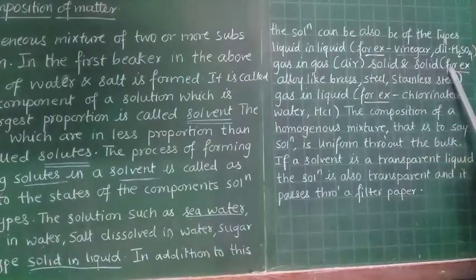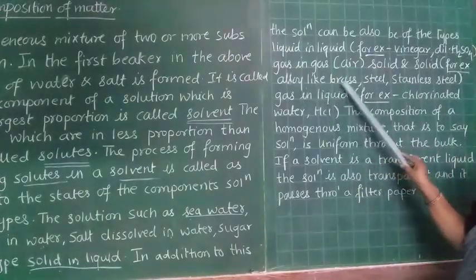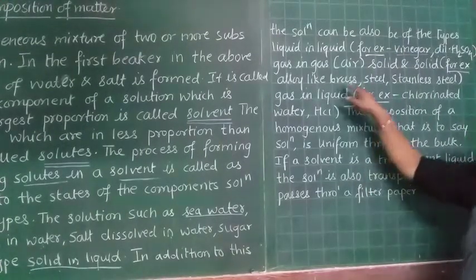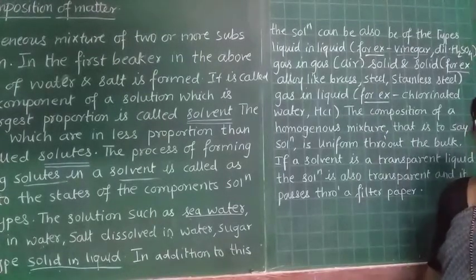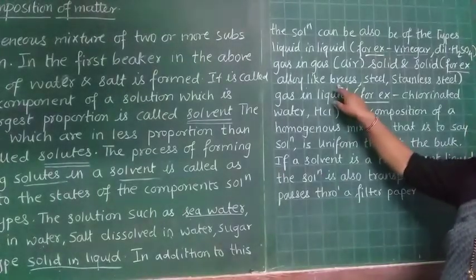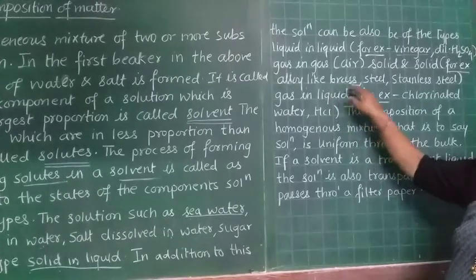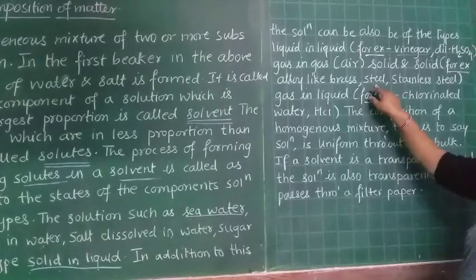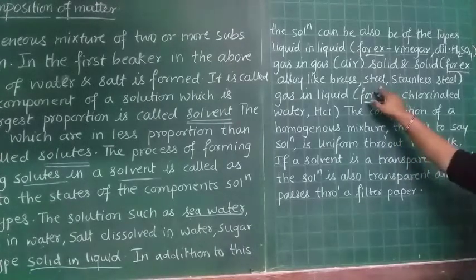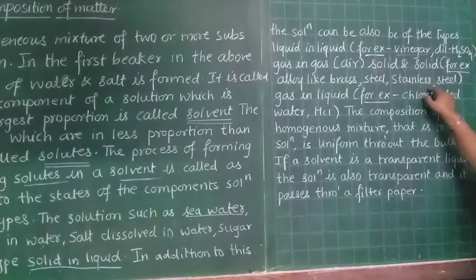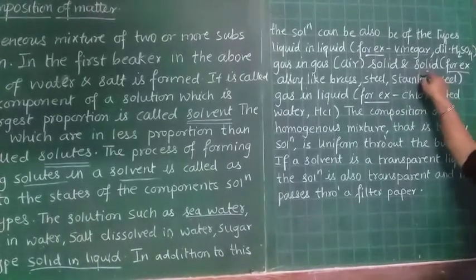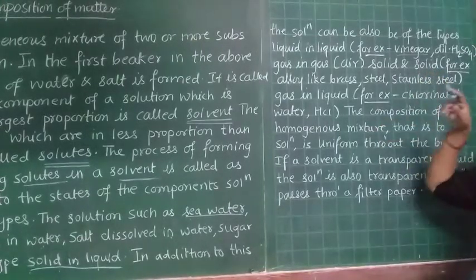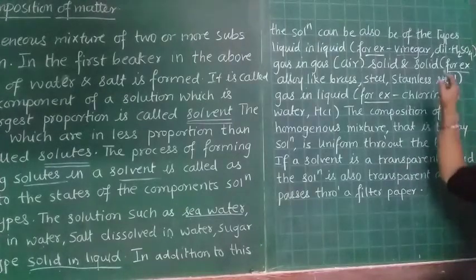Solid in solid. For example, see here alloys like brass, then again steel, stainless steel. Whenever you see an alloy like brass, there is a presence of copper and zinc. So it is called brass. Steel is a presence of iron, nickel and chromium. Here also it is the same thing: the solids are present in solid. For example, metals or elements are present in elements.